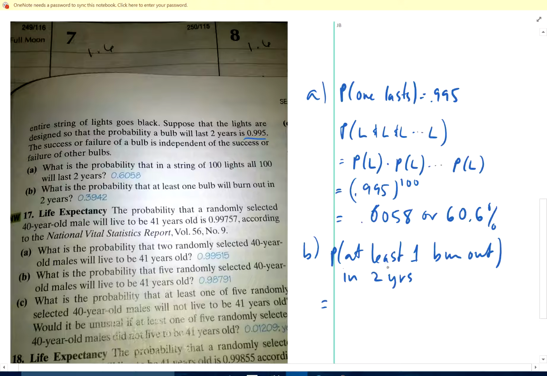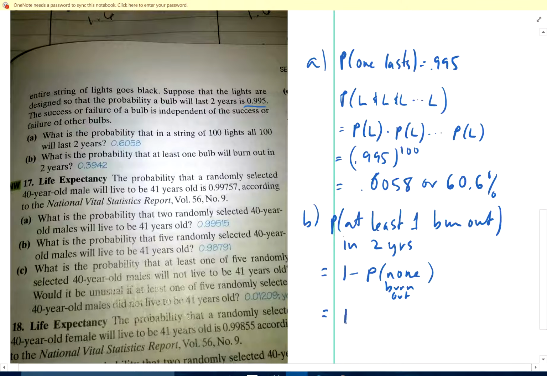But if you recognize that the complement of at least one burns out is that none burn out, well, that's just 1 minus the probability none burn out. We did that up here, 0.6058, which is 100% minus 60.6%, which is 39.4%, if I round it off. Okay, so there you go, first through 16.